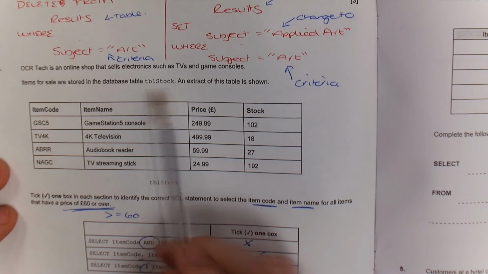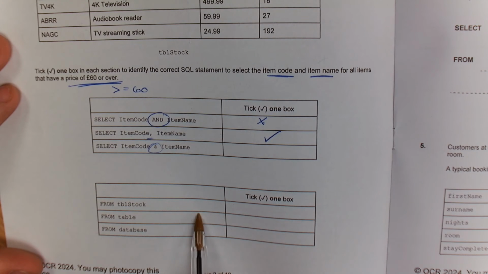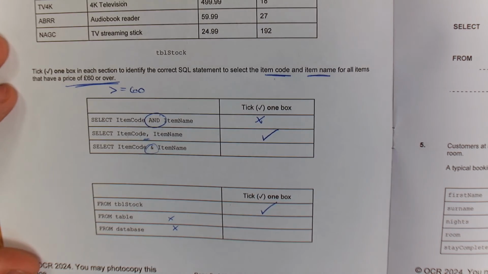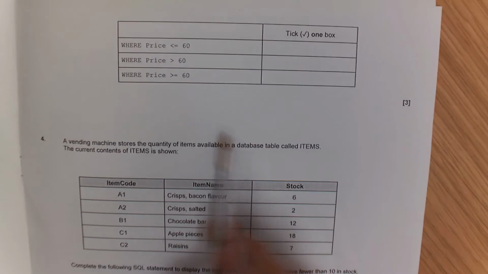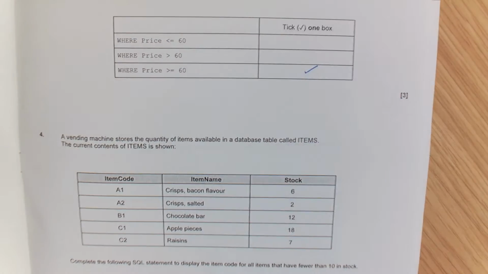Which table is it from? Well, let's have a look. What's the table called? Table stock. From table stock. That's wrong, that's wrong. Table stock is right. Where they are equal to or greater than 60.